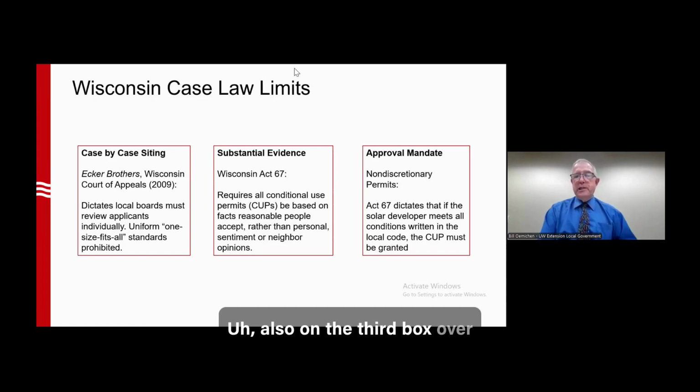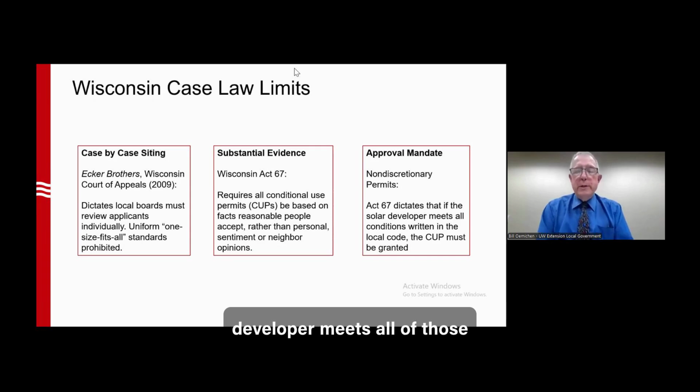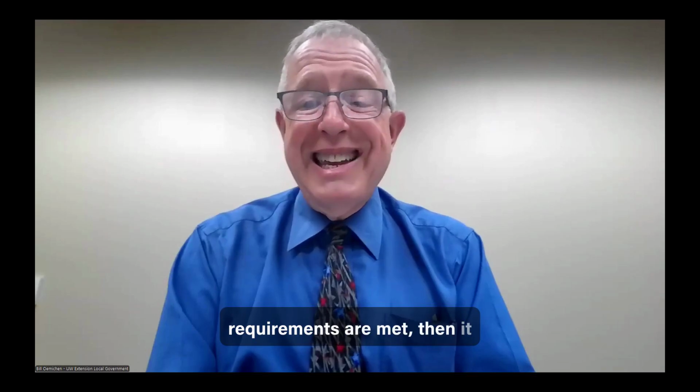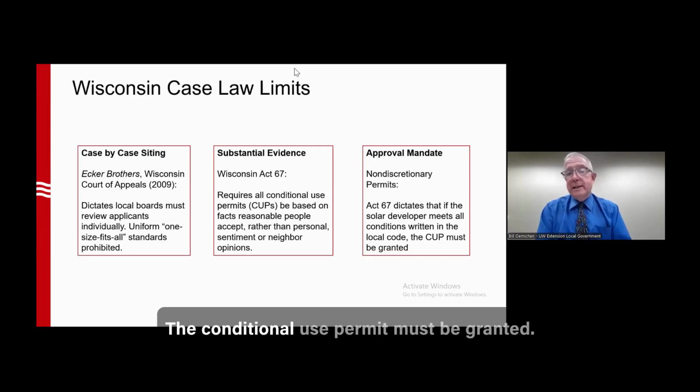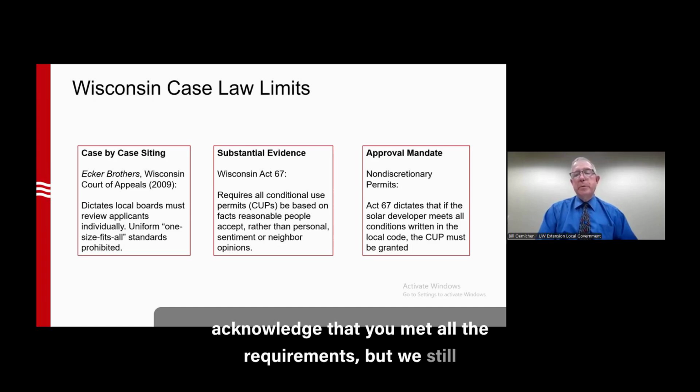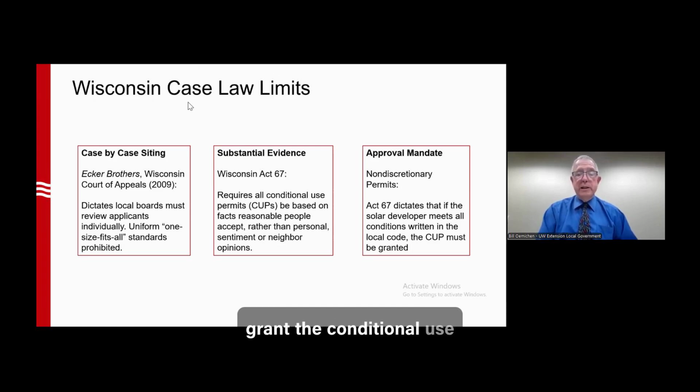Also, then the third box over on approval mandate, if a conditional use permit process has been created by the local unit of government and the developer meets all of those conditions, again, those conditions have to be reasonable, then Act 67 says if all those conditional requirements are met, then it has to be approved. It must be granted. You don't have the ability at that point to say, no, we acknowledge that you met all the requirements, but we still don't want it here. Therefore, we're not going to grant the conditional use permit. Nope, that's not allowed under state law.